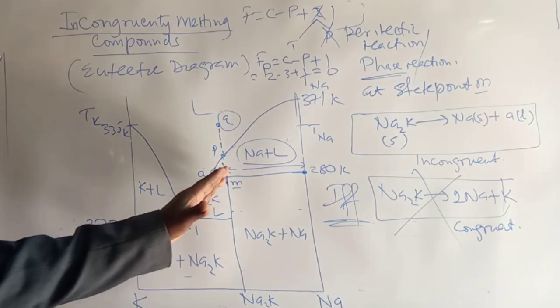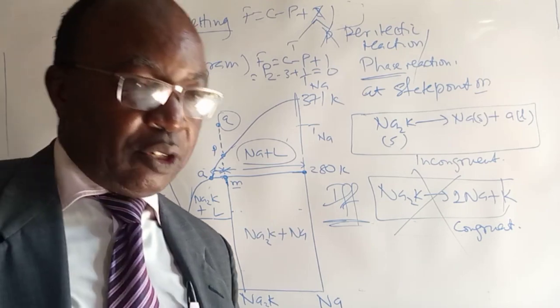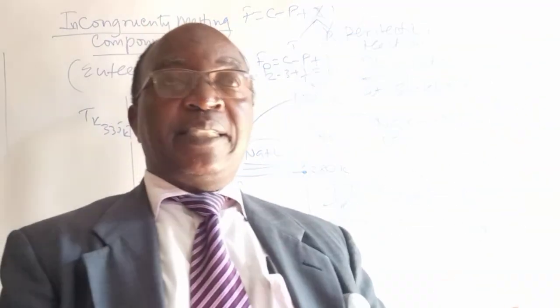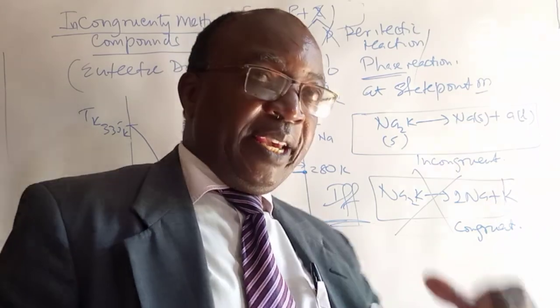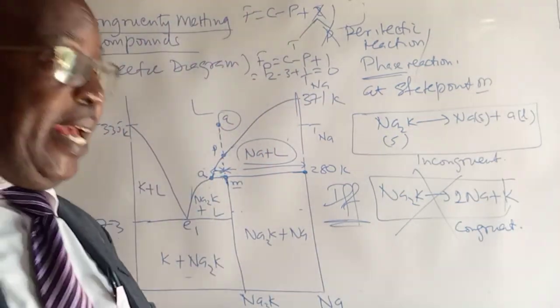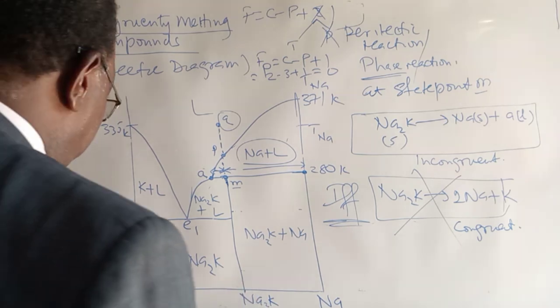So that's a peritectic reaction. That's a peritectic reaction, or a phase reaction. And it is an incongruent reaction, because when the compound breaks down, it doesn't break down stoichiometrically into its component elements. It doesn't do that.